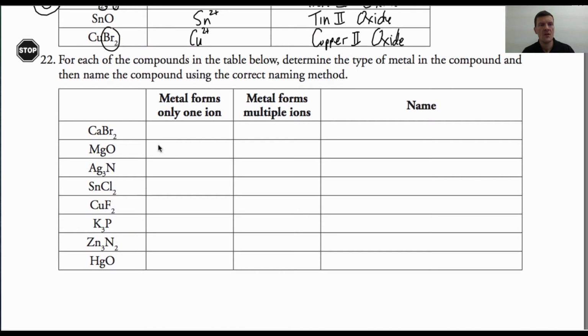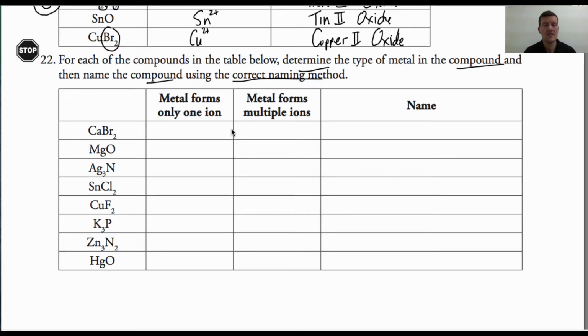All right. For each of the compounds in the table below, determine the type of metal in the compound and then name the compound using the correct naming method. So, what you must do first for ionic compounds, well, first you have to identify, is it an ionic compound? Does it have a metal and a nonmetal? Metal and nonmetal. If it does, it's ionic. And we're going to use this naming system that we're talking about in this video. Don't use prefixes for ionic compounds.